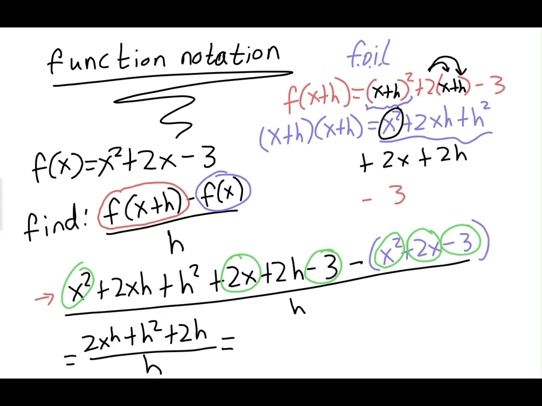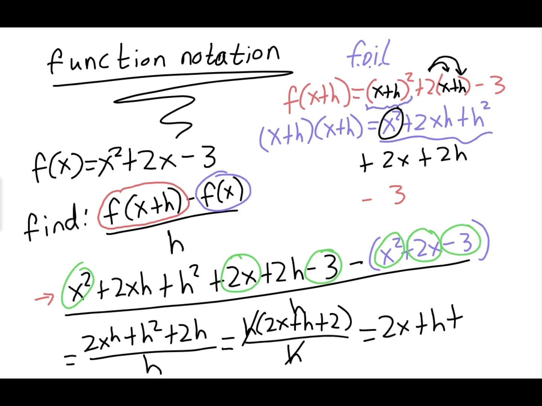So now if I can continue simplifying this, we can factor out an h. We're left with 2x plus h plus 2. And there's still an h in there. The h's cancel, and we get 2x plus h plus 2. Great. So that is f of x plus h minus f of x all over h.